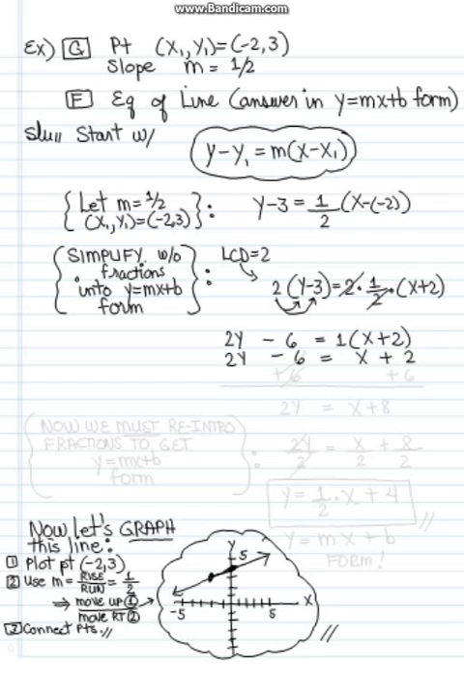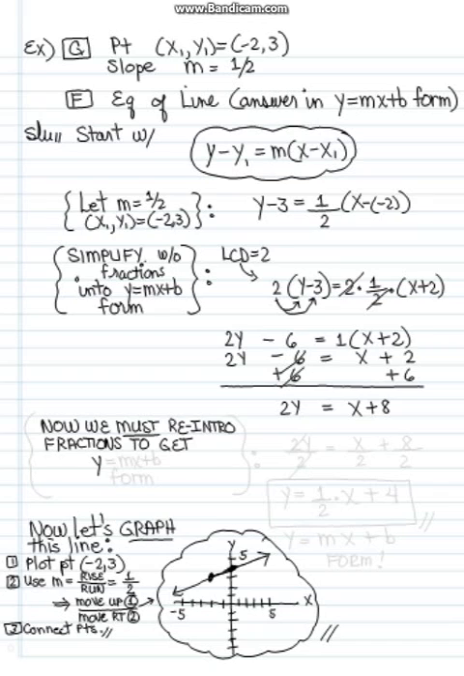Now I'm trying to get it into y equals m times x plus b form. So what I want to do is move that negative 6 over for one thing. I add 6 to both sides. I get 2y is equal to x plus 8. Now we must reintroduce a fraction because I have to get y by itself on the left to get it into y equals mx plus b form. I don't mind doing that at the end. I'm done now. All I need to do is get y by itself.